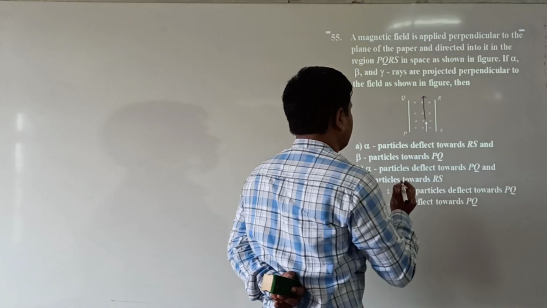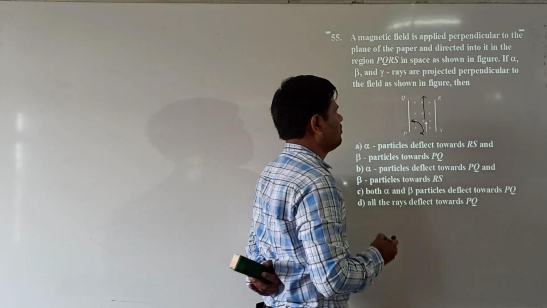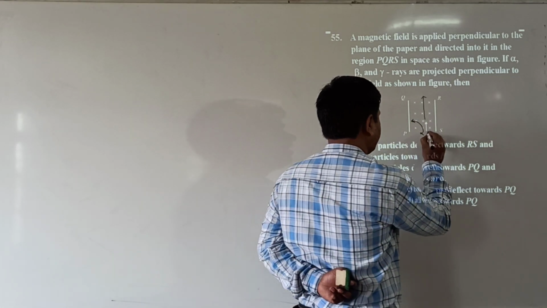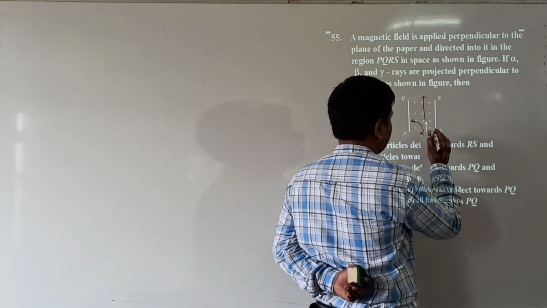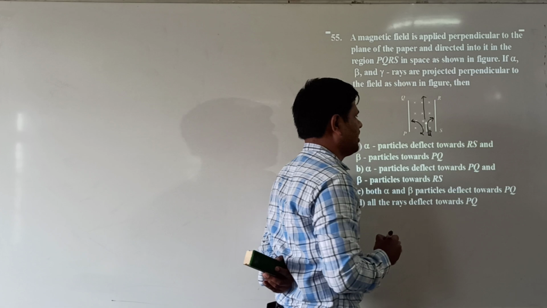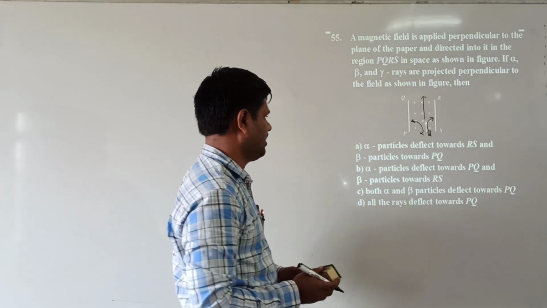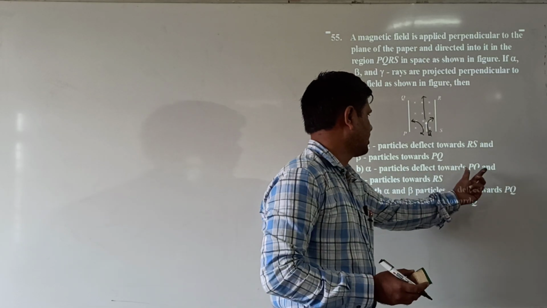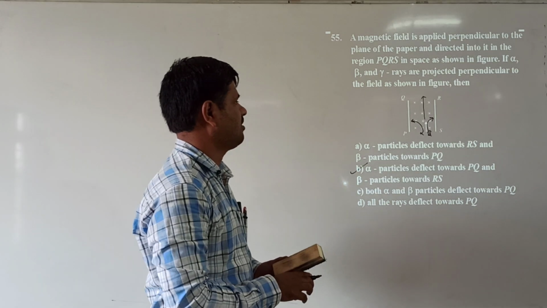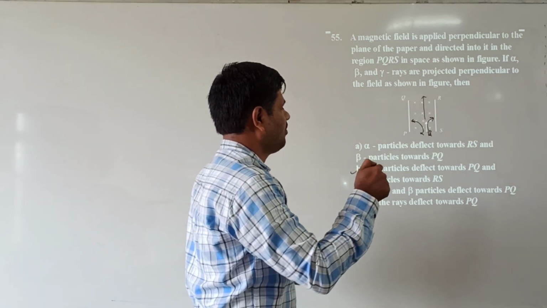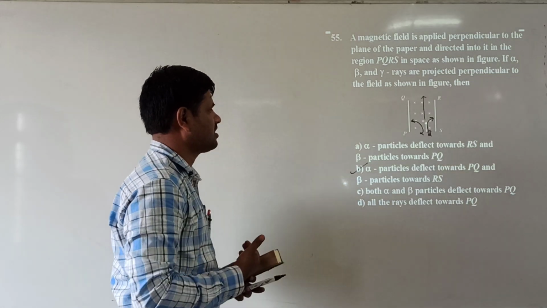The alpha particle has a positive charge, and it is moving towards the PQ side. The beta particle is negatively charged, so it is moving towards the RS side. The gamma ray is undeviated. So which option is correct here? Alpha particle is deflected towards PQ and beta particle is deflected towards RS when the magnetic field is directed into the plane of the board.